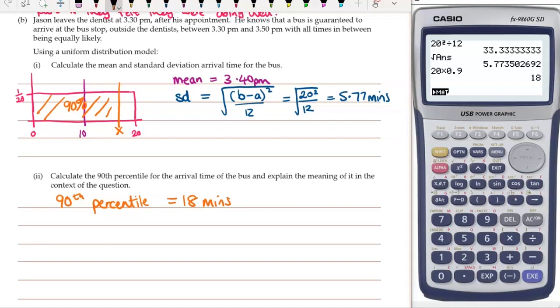And then explain what that means in the context of the question. So the 18 minutes is so Jason can expect to wait up to 18 minutes for his bus 90% of the time.